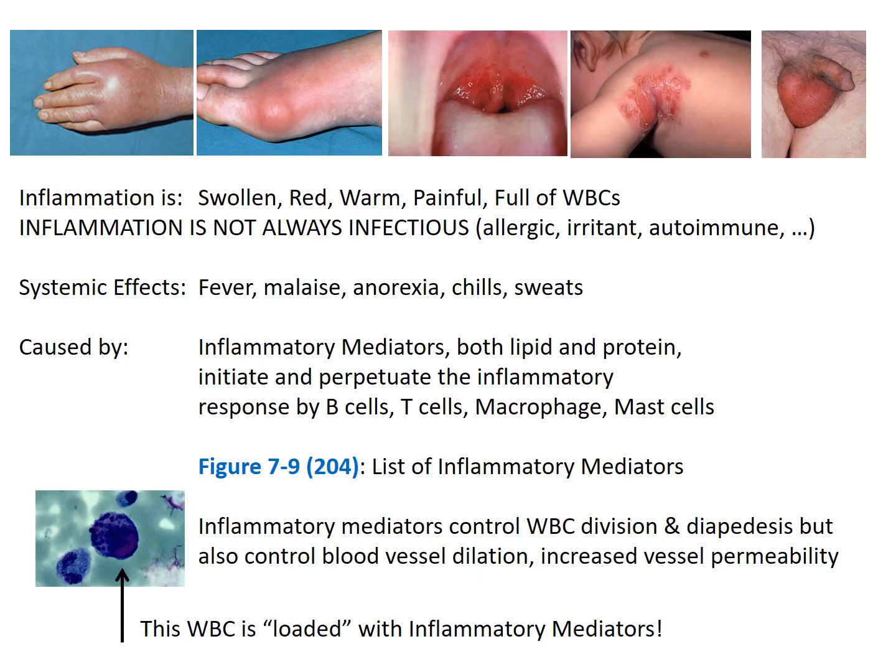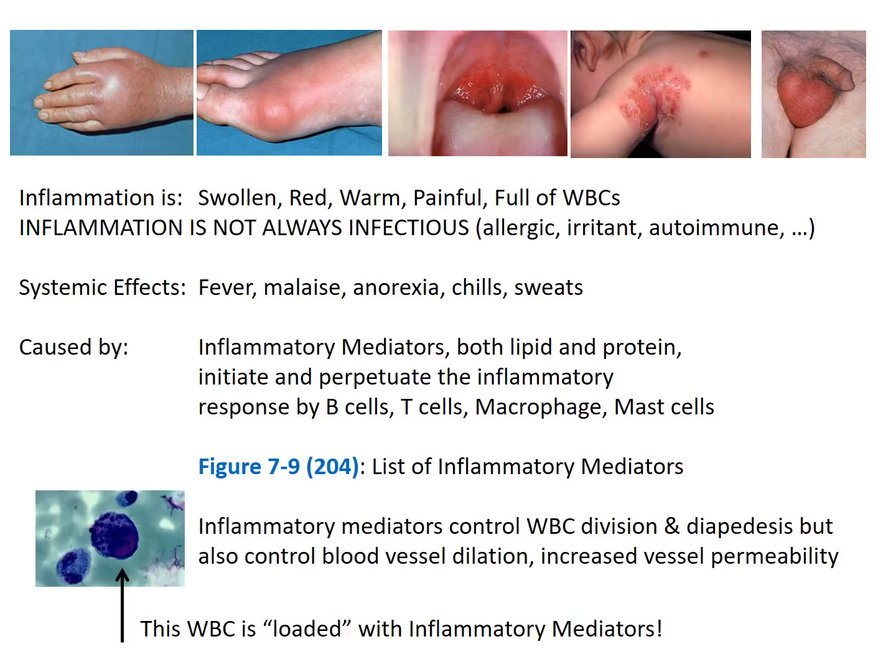All right, acute inflammation. As you know, acute inflammation is red, swollen, warm, painful, and it's full of white blood cells. If you were to biopsy any of those inflammatory processes, right, you'd find a lot of white blood cells in there. Remember, inflammation is not always infectious. Allergens, irritants, autoimmune, etc. A lot of other things can cause inflammation. Inflammation often comes with systemic effects. So as those inflammatory mediators are released into systemic circulation, they can have some effect on the body. They can induce fever, general feelings of feeling ill, malaise, anorexia, chills, sweats, right?